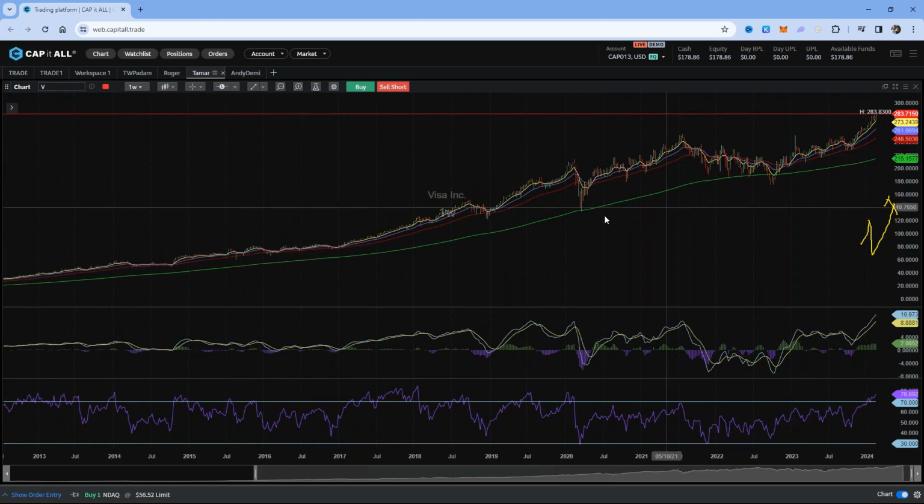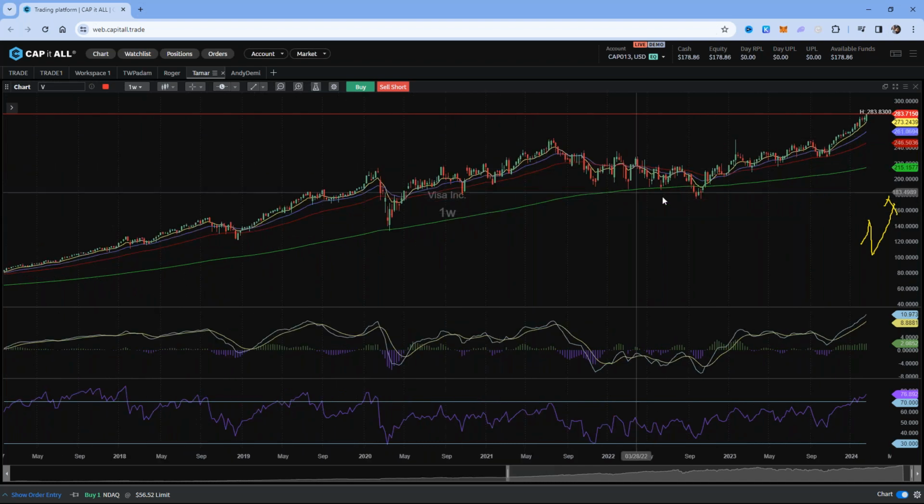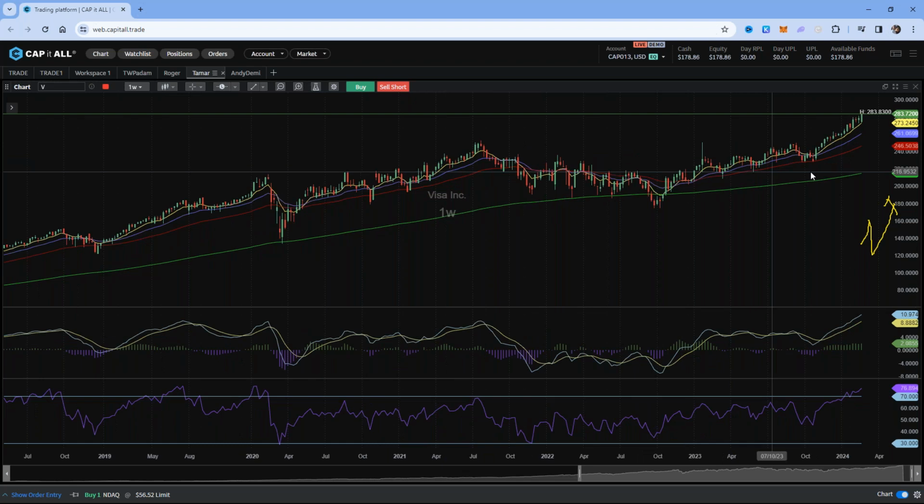If I just zoom out, look at this trend. We had a little bit of a pullback back in 2021, but since then, nice moving averages fanning. We're just pulling back to the 8, and then it just looks like we're continuously trending higher. So really like this one.